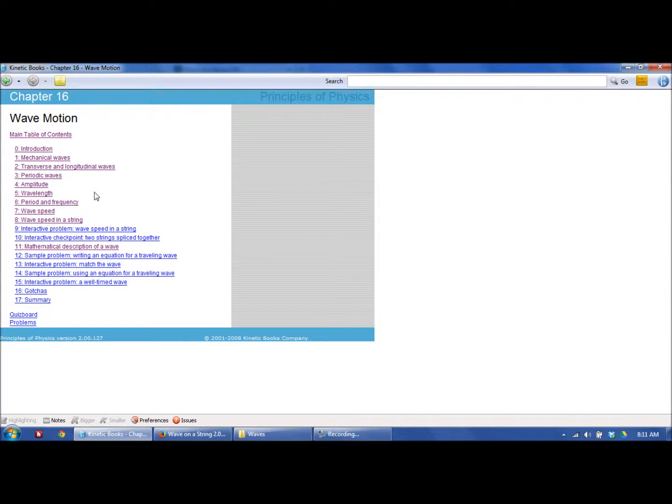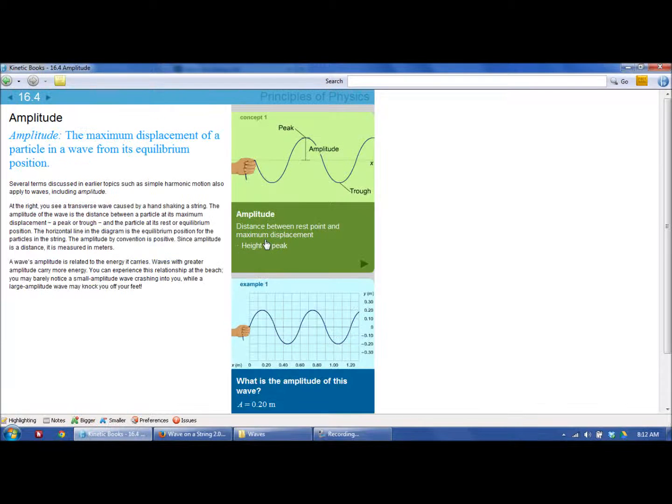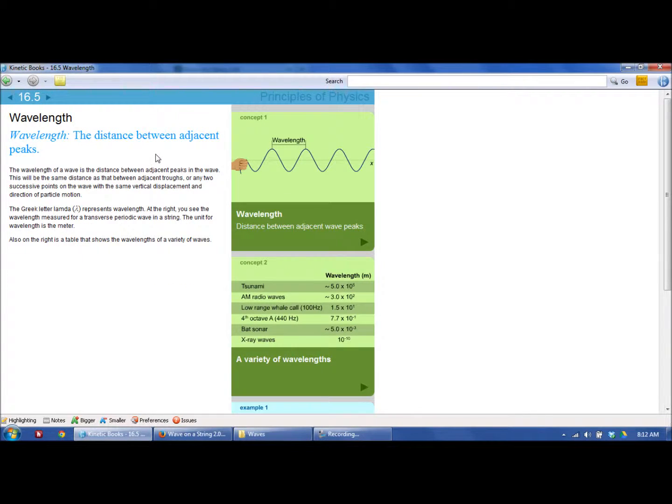Amplitude, wavelength, period, and frequency. The amplitude I think we've already covered. I think you probably have a pretty good grasp of that. It is that maximum displacement. The wavelength is the length that the wave repeats itself in. It is a linear length measurement, so it's from one peak to one peak, or one identical part to another identical part.